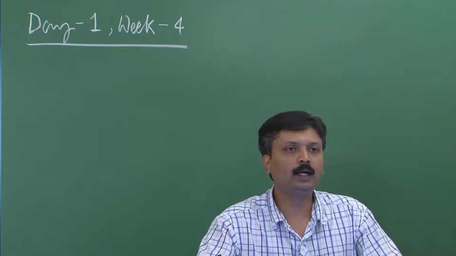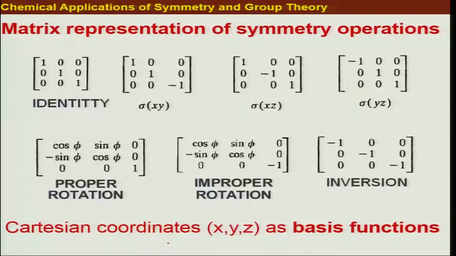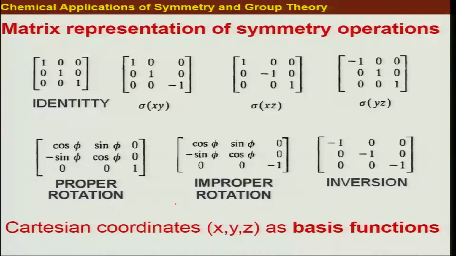So in the last week we looked at the matrix representations of various symmetry operations, and on your screen you can see all the matrix representations that we formed for different symmetry operations. For example, identity, different sigma planes, proper rotation and improper rotation, as well as inversion symmetry operations. In order to form these representations, we chose x, y and z coordinates of the Cartesian coordinate system. So x, y, z acted as the basis set for forming these representations. Okay. So you can look at all these representations that we formed in the last class.